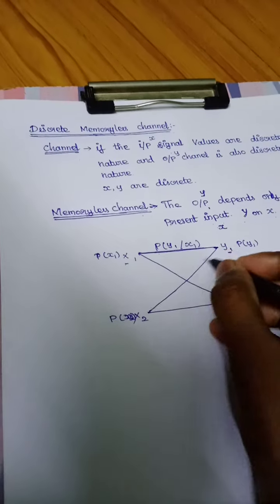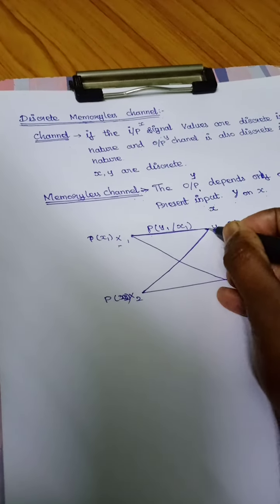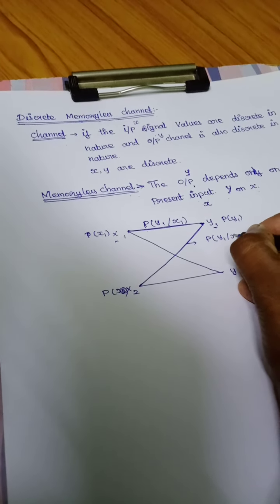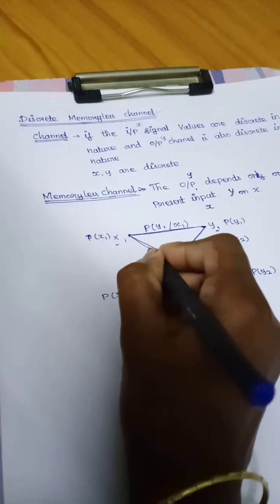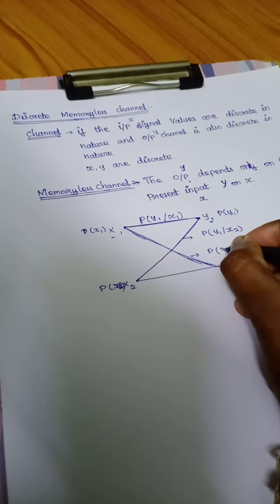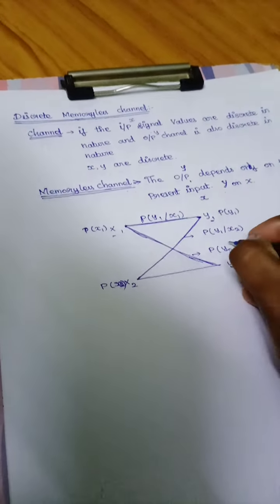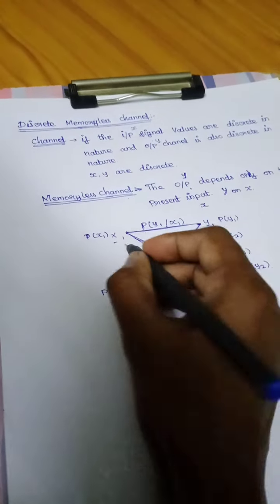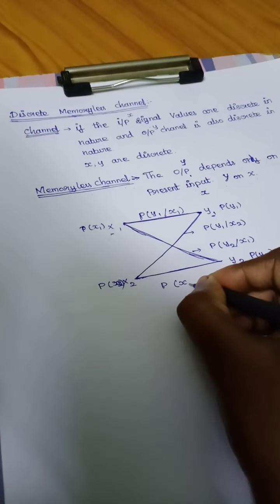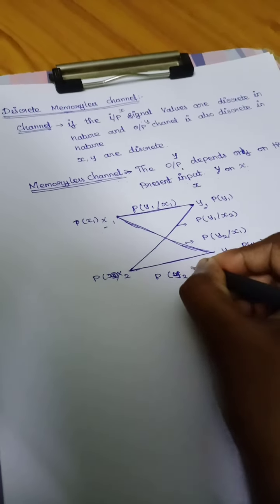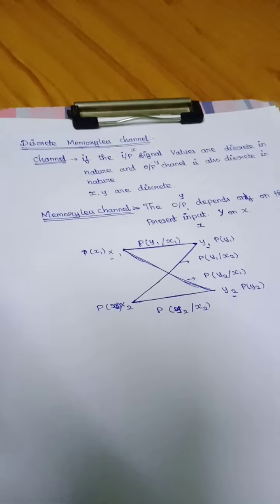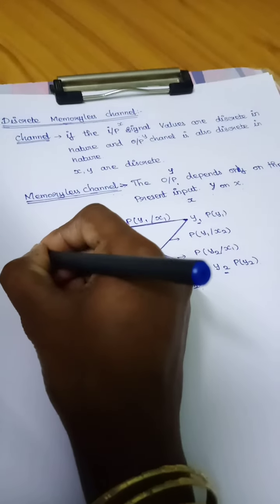Okay, and then next one is here. This signal is probability of Y1 divided by X2. And for this one, probability of Y2 divided by X1. And your next one is probability of Y2 divided by X2. Okay, understood this? So this is the binary channel.